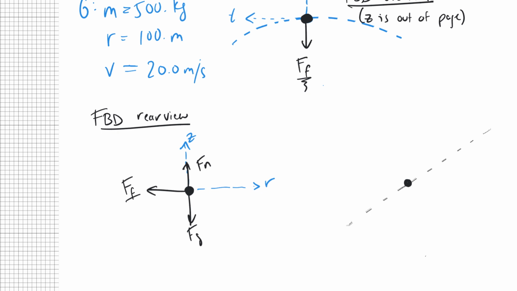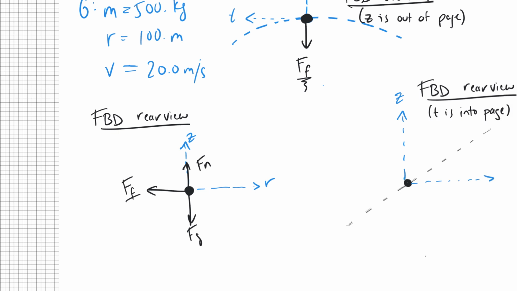It's on a banked road, and we need to get our coordinate system. The z direction is straight up. Remember, this is the rear of the car, so the car is going into the page. Because it's going into the page, the radial direction is to the right, and the tangential direction is straight ahead.